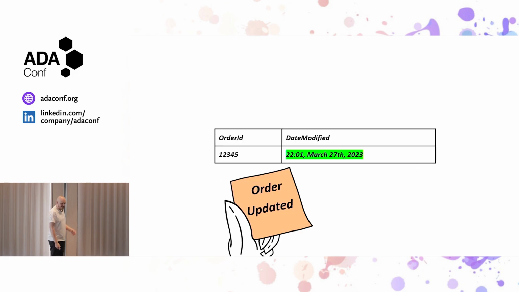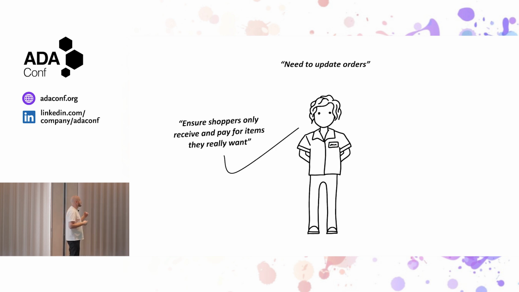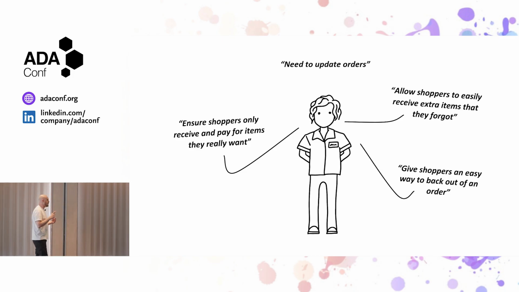So, if we think back to our bugs, the store manager never actually wanted an arbitrary update to an order, like a random change in there. That's not what they were after. What the store manager wanted when they were removing products was a way to ensure shoppers only receive and pay for the items they really want. And when they were adding items during order updates, it was to allow shoppers to easily receive extra items that they had forgotten. And finally, when the store manager was removing all of the products from an order, that was just to allow shoppers an easy way to back out of an order altogether.